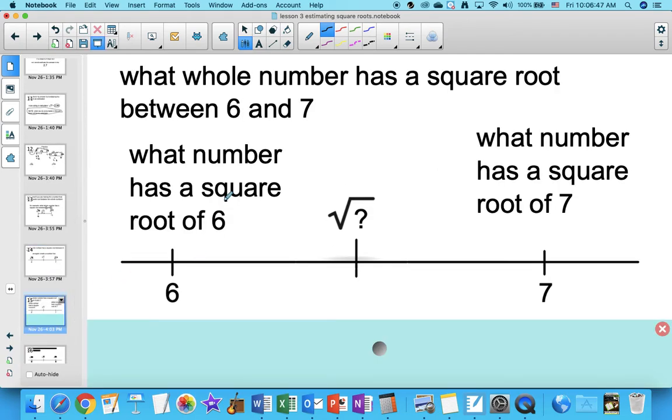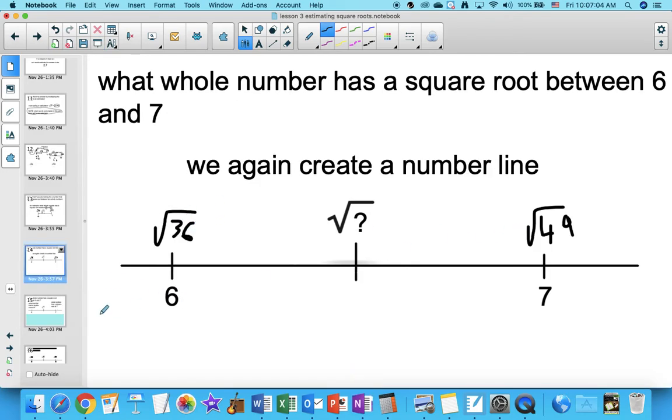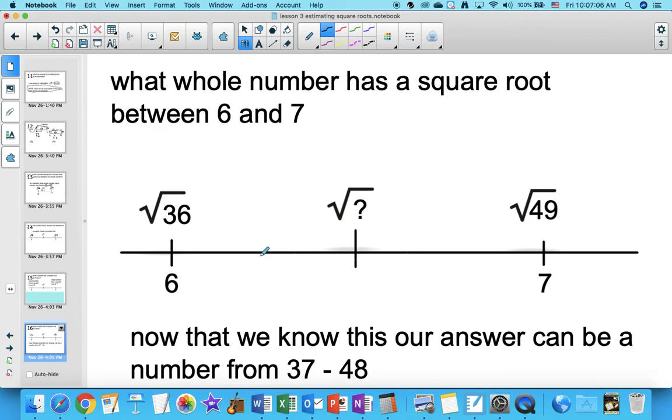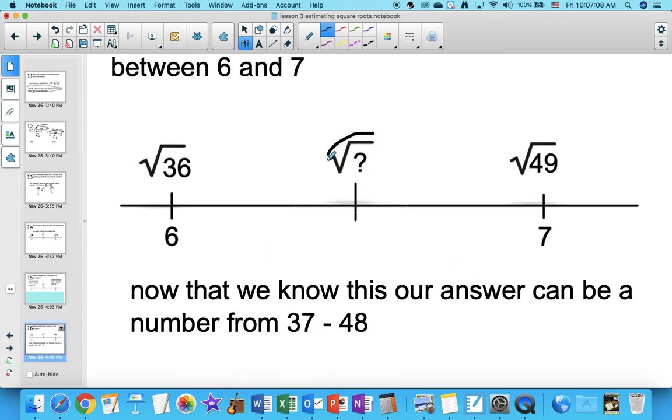Well, what whole number has a square root between 6 and 7? So we're looking at what whole number has a square root of 6, and what whole number has a square root of 7. And we just solved that. 36 and 49, right? So we know our answer, this mystery number, can be in between 37 and 48. It can't be 36 because we know this, and it can't be 49 because we know that. So it has to be between 37 and 48.